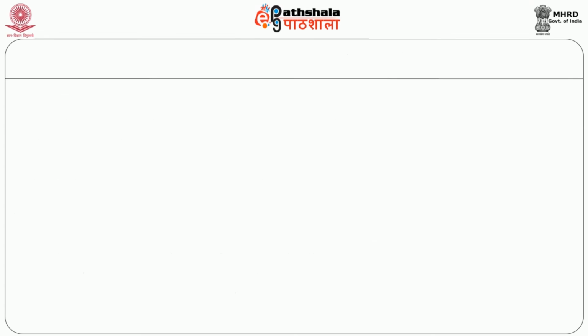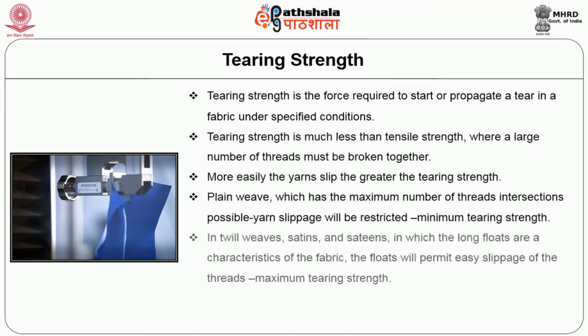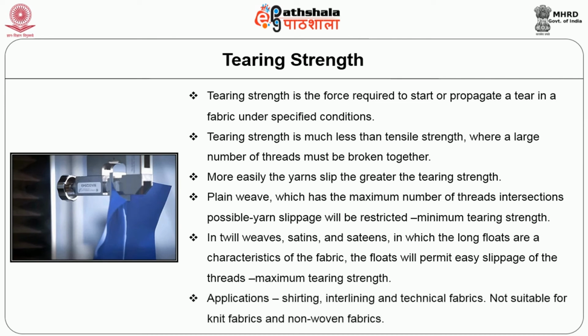Tearing strength of the fabric. Tearing strength is the force required to propagate a tear in the fabric under specified conditions. Tearing strength is much less than the tensile strength, since in tensile testing a large number of threads must be broken together. The more easily yarns slip, the greater the tearing strength. In plain weave, which has the maximum number of threads in a section, possible yarn slippage will be restricted, so minimum tearing strength will occur. In case of twill and satin, they have maximum tearing strength.